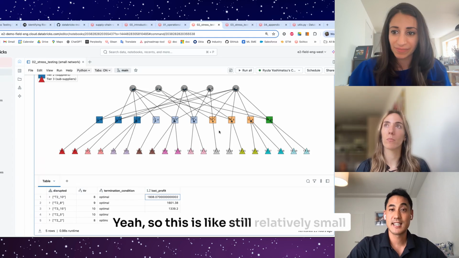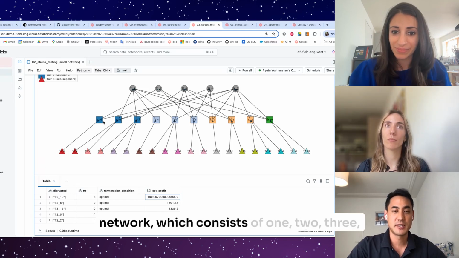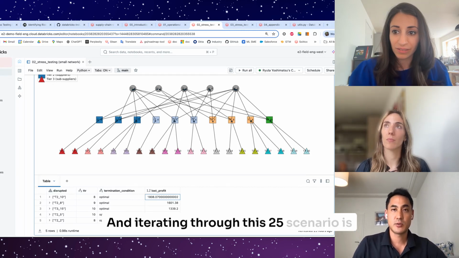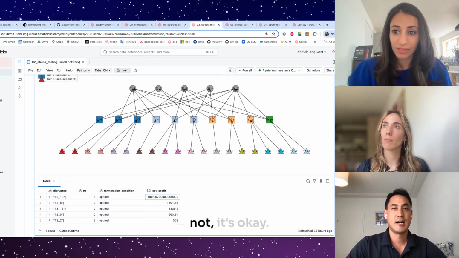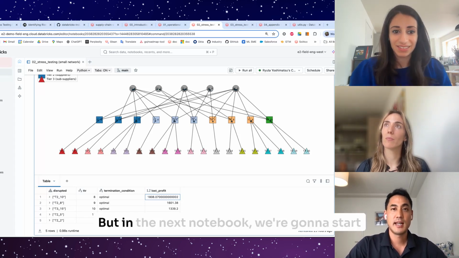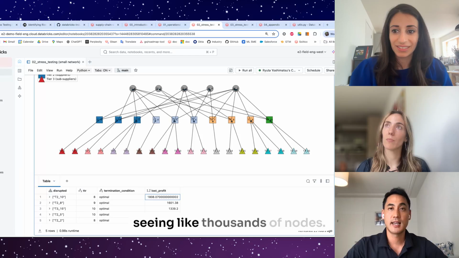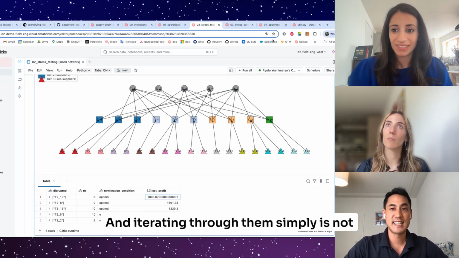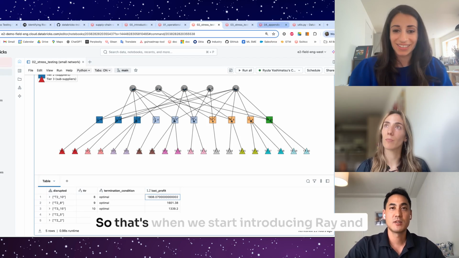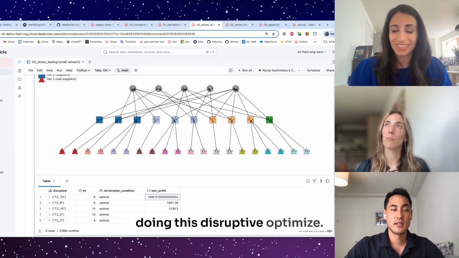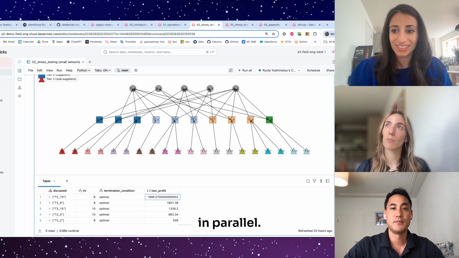Yeah, so this is still a relatively small network, which consists of 1, 2, 3, 4, 5, 10, and maybe 25 scenarios. And iterating through these 25 scenarios is okay. It finishes in a couple of minutes. But in the next notebook, we're going to start seeing thousands of nodes. And iterating through them simply is not viable anymore. So that's when we start introducing Ray and doing this disruptive optimization in parallel.